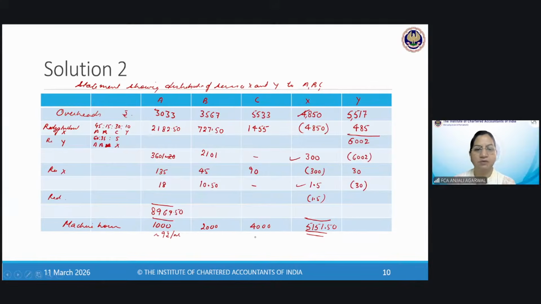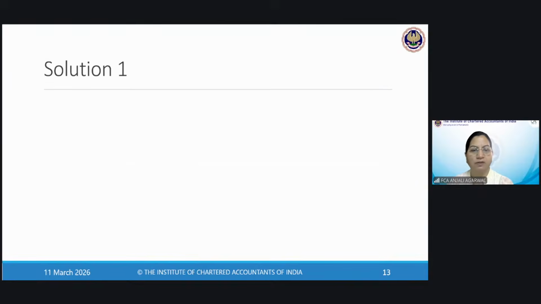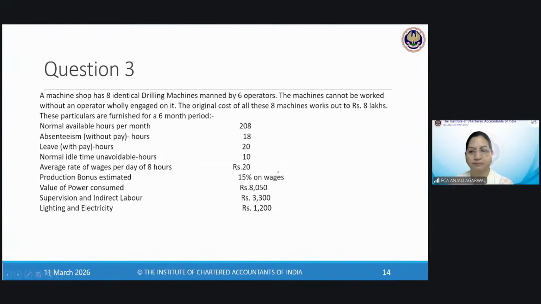So if you are asked a question that there is a product which is manufactured and it passes through department A for 2 hours, department B for a certain number of hours, and C, you can calculate the overhead absorbed on the basis of rupee 9 for A, and so on for B and C. I hope this is clear.